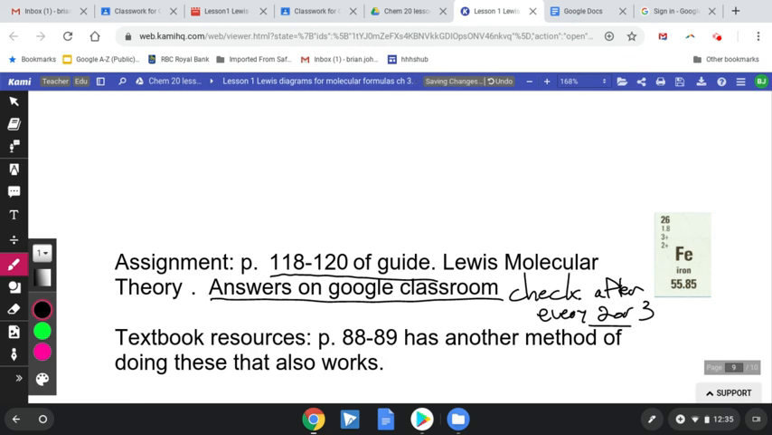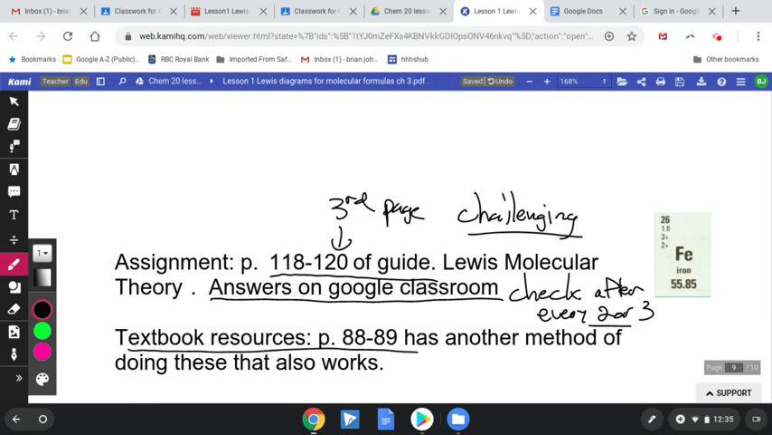As you do more and more of these, it gets easier. And by the time you're on to page 120 or the 3rd page, you should be getting good at these. And there's also some challenging ones on that page for you to practice as well. If you want to read a little more in your textbook, you can look at page 88, 89. It also shows you another method of counting electrons, but I think that's a little tricky, and I think if you use the approach I showed you today, you'll have success. Okay, good luck, everybody.